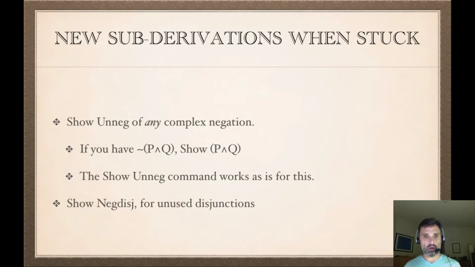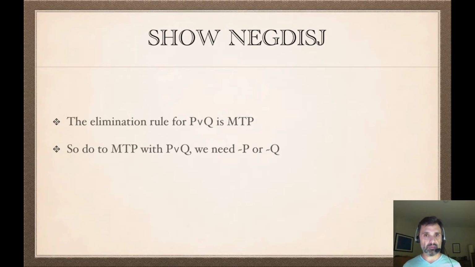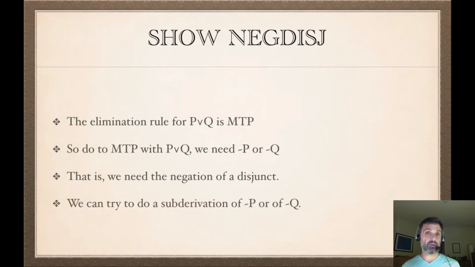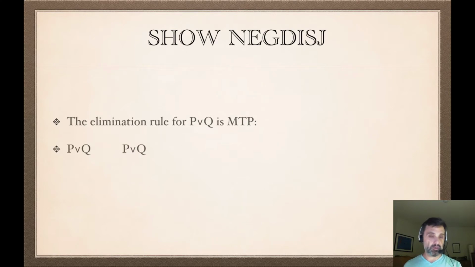The other basic new subderivation is show neg dist, and we use that if you have an unused disjunction. Remember that the elimination rule for P or Q is MTP, and that to do MTP with P or Q, we need either not P or not Q. In other words, we need the negation of one of the disjuncts. So if we have an unused disjunction, we could try to do a subderivation of not P or of not Q. Here we have P or Q. We have either not P or not Q. We can infer Q or P, so what we want to get is the not P or the not Q.